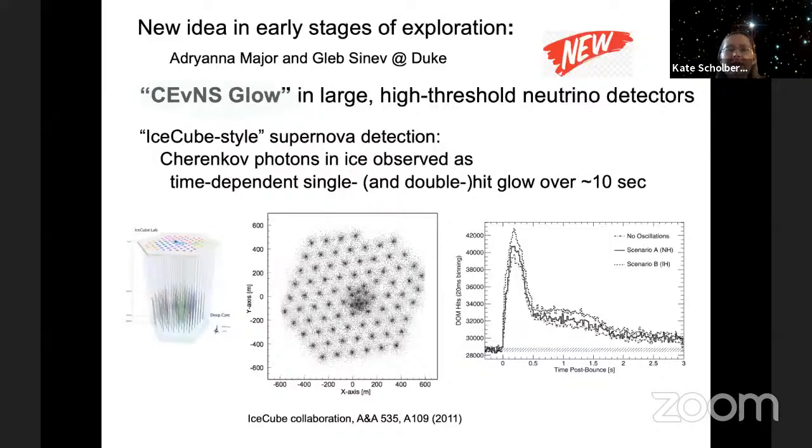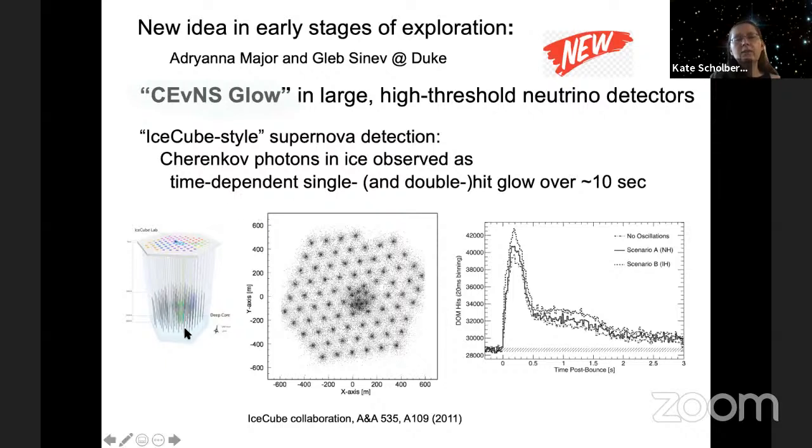And okay, so let me say this. I just want to briefly mention some new things. These are ideas that are now getting discussed in June. And the idea is to actually do sort of an IceCube-style detection in a detector like DUNE, making use of the CEvNS events.